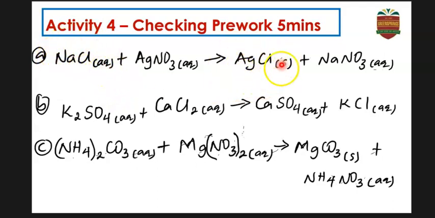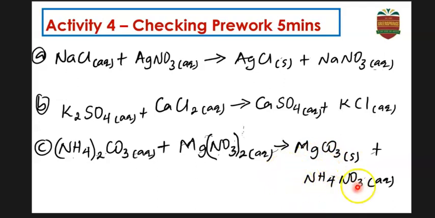But you can see all chlorides are soluble except lead chloride and silver chloride. And this is silver chloride, so it remains insoluble. So here too, potassium sulfate plus calcium chloride gives you calcium sulfate and what? Potassium chloride. The same principle applies. Ammonium carbonate plus magnesium nitrate gives you magnesium carbonate and ammonium nitrate.